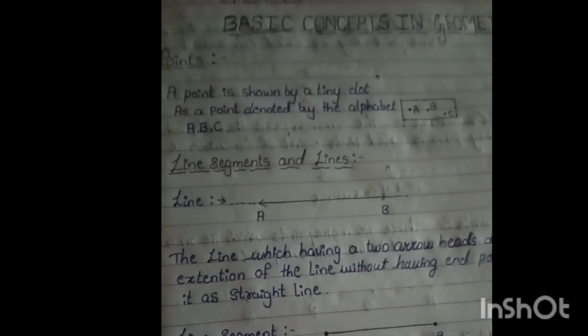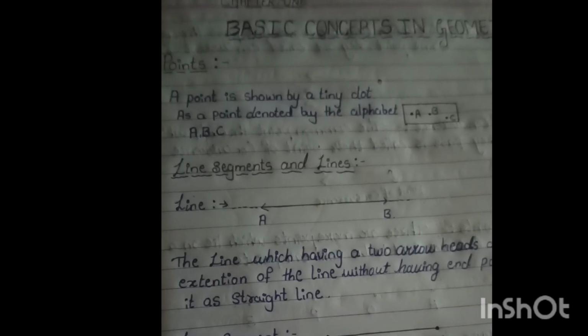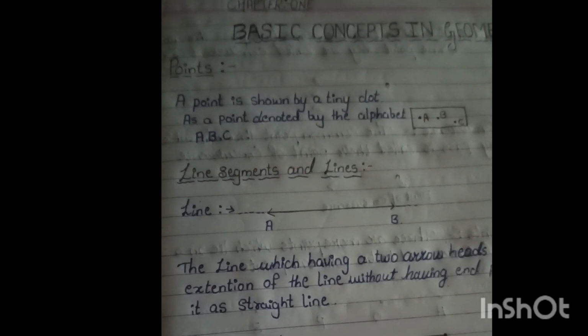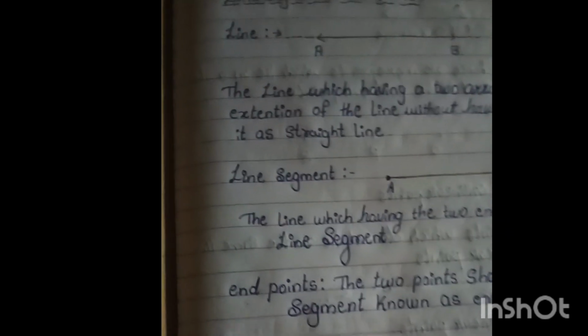Okay students, now we are here to discuss the end points. What do they show? The two endpoints show the limits of the line segment, which are known as endpoints. This endpoint shows the limit of the line segment, which has no extension. It can't be extended any more. That's all.